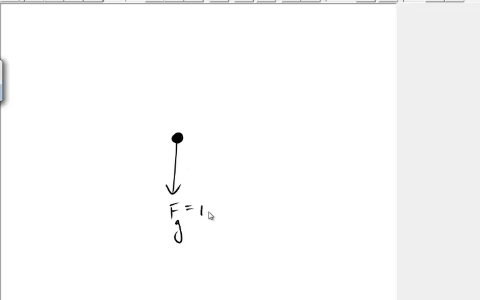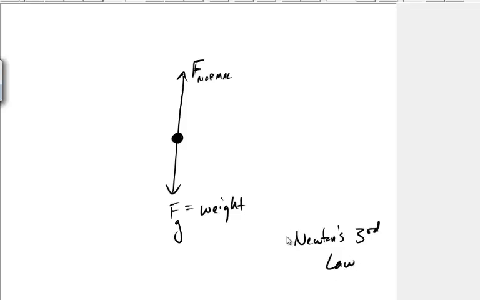So Fg, force due to gravity, or weight. And if it's sitting on the ground, or on a table, or on anything at all, there must be this push force up, which we have called the normal force. This is just a response. The normal force is equal but opposite to the weight force due to Newton's third law. That is a huge tie in here.